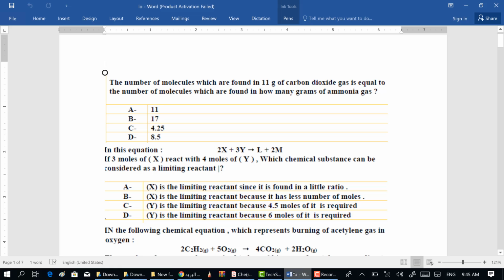Okay, Bismillahirrahmanirrahim. We are going to solve the exam that we took before. Firstly, the first question.